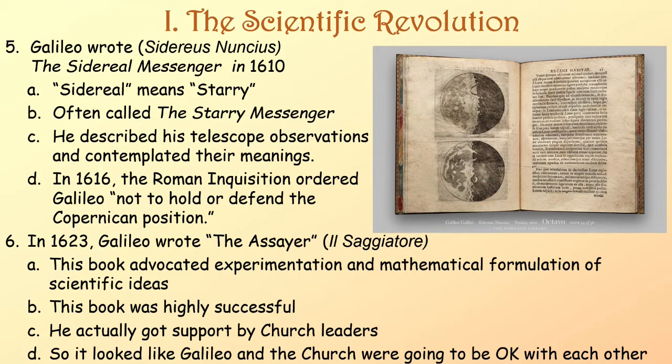Well, in 1623, Galileo wrote a book called The Assayer. And this book advocated experimentation and mathematical formulation of scientific ideas. This book was highly successful, and it even got support from church leaders. So it looked as if, at this point, Galileo and the church, they were going to be okay with each other. That's not going to last long. But we'll come back to that later.